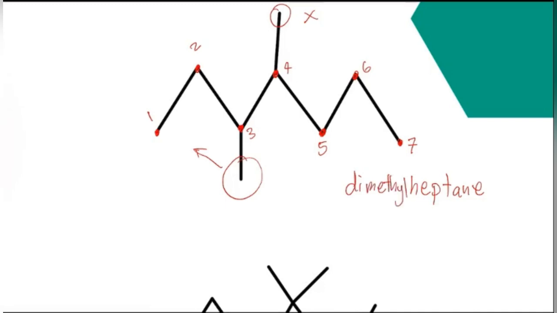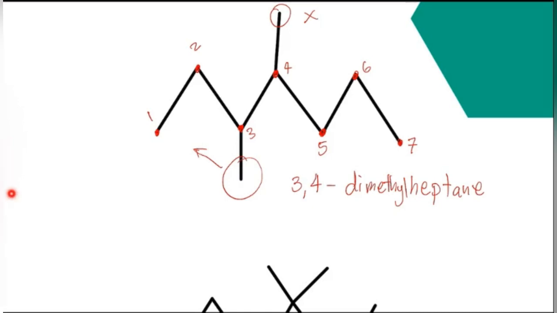So dimethyl meaning 2 methyl groups. Okay. Then the locations of these alkyl groups. The first methyl is located at carbon 3. The second methyl is located at carbon 4. So you will write 3,4-dimethylheptane.